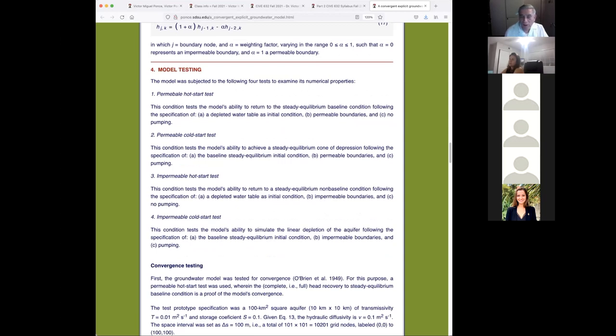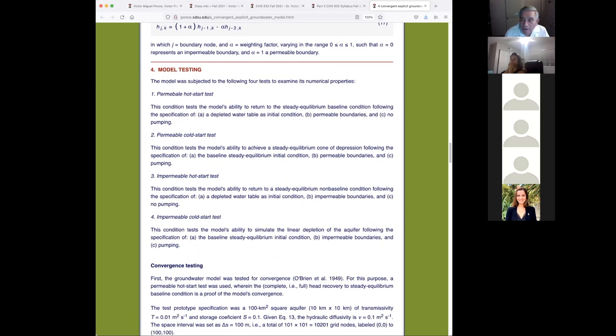So anytime you develop a model, you got to test it, because there's all kinds of things wrong that could happen. So there's a bug in there. I looked at it this morning, but I didn't see the bug. It's permeable. Permeable hot start.